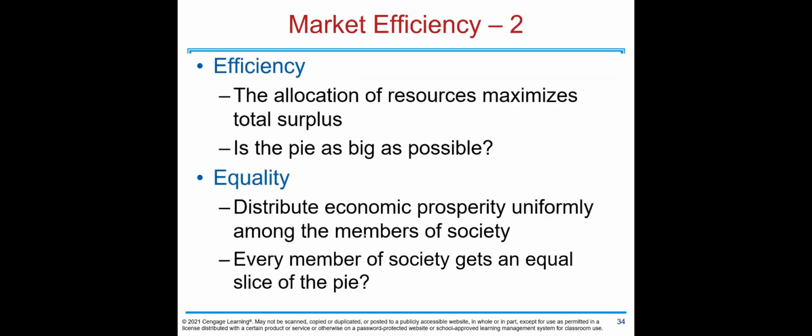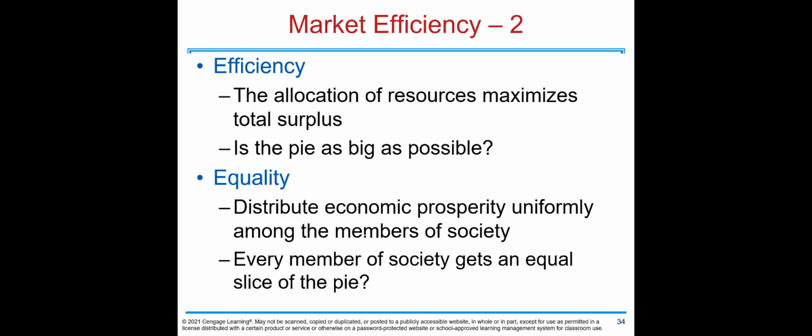Let's define efficiency. Efficiency is the allocation of resources that maximizes total surplus. Is the pie as big as possible? That's the question. Are we getting the most out from a transaction? Are we getting the most from a market transaction?